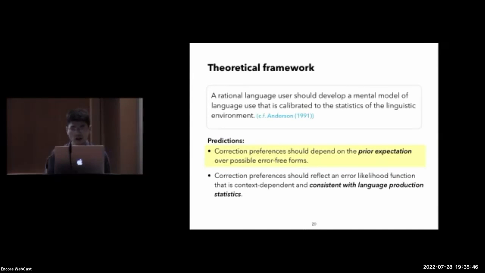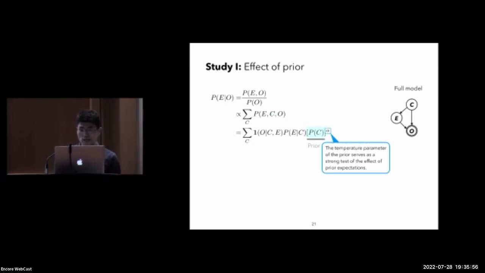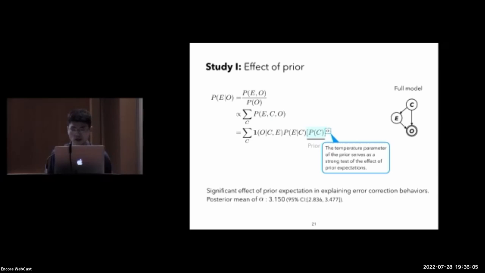Now, at the very beginning, we talked about the two predictions. So let's dive into the specific effects of the prior and the likelihood a bit more. First, we want to look at the prior effects. As we mentioned, we have an additional temperature parameter added to the prior in our models, and it is estimated from the data as well. The posterior of this parameter is significantly above 1, suggesting that people are very sensitive to the prior in their minds, and maybe overweighting the prior to a certain extent.